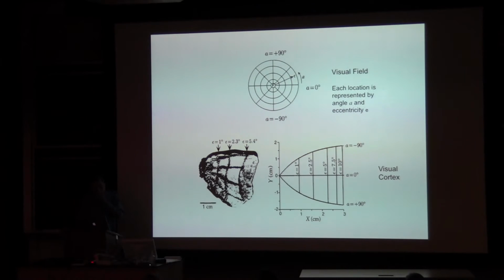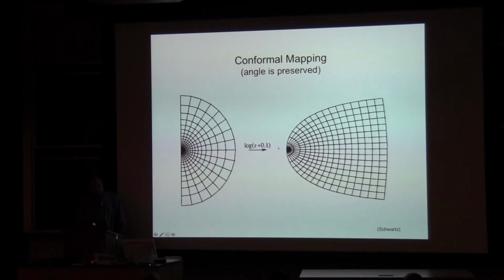Some people like Schwartz studied this map and said it is similar to a conformal mapping. I think most of you have not taken a class like complex analysis. A conformal map is basically an angle-preserving transformation. So this is half of the circle, right? It's a radial coordinate system.